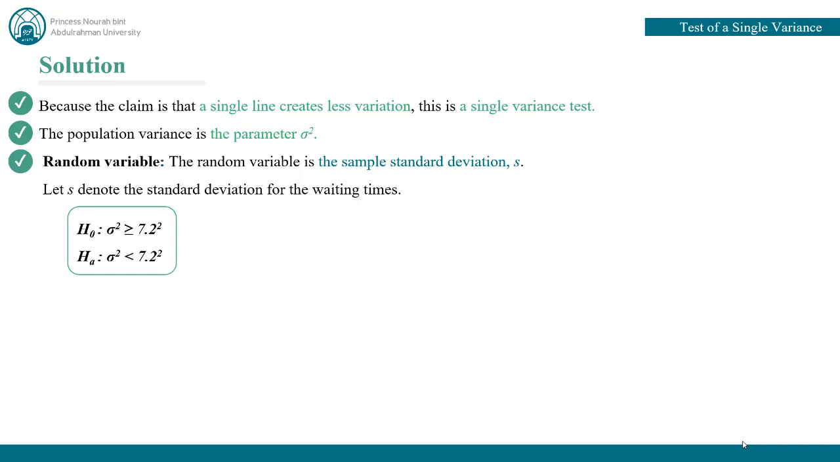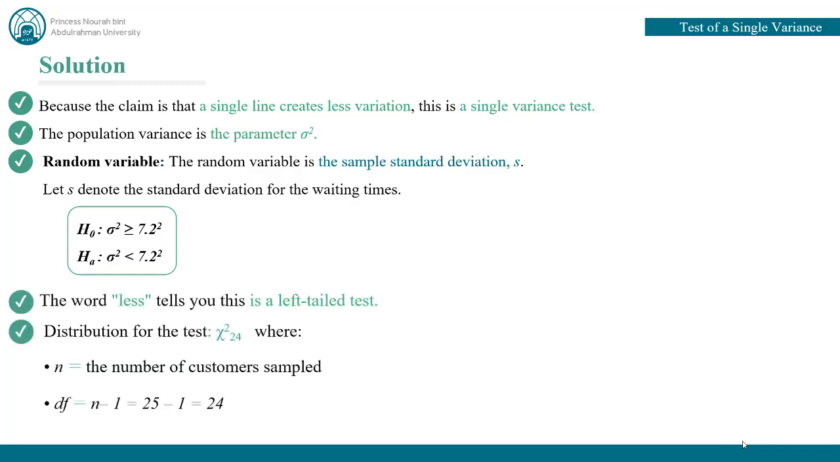Now we will set up the hypotheses for this question. H null: sigma square is greater than or equal to 7.2 square. The alternative HA: sigma square is less than 7.2 square. The word less tells us that this is a left tail test. We know greater means the right side and less means the left side, so our test is on the left side, a left tail test.